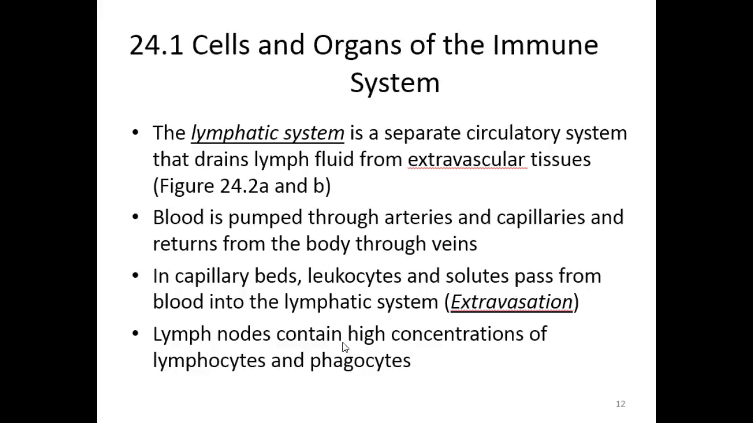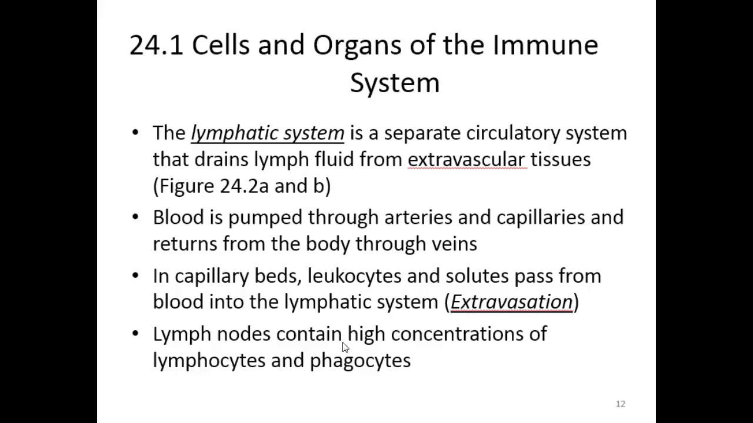Now we can move on from the types of cells and talk about the lymphatic system. The lymphatic system is a separate circulatory system, and it drains lymph fluid from extravascular tissues, and can be envisioned as kind of like the cleanup system or the cleanup crew in the body, right? So within this system, lymphatic organs are defined.